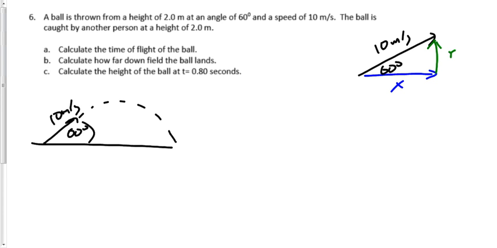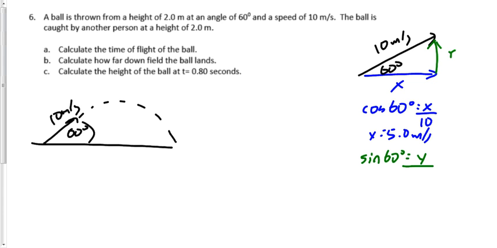So we're going to find the x component using the cosine function, because the cosine function gives us adjacent over hypotenuse, and that's what x is, the adjacent side. Cosine 60 degrees is equal to x over 10. I think that works out to be 5.0, doesn't it? And then we're going to say sine 60 degrees is equal to y over 10. That's opposite over 10.